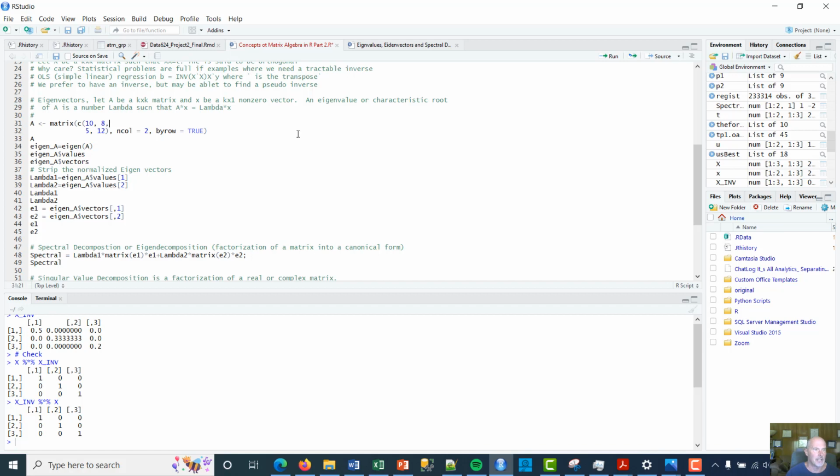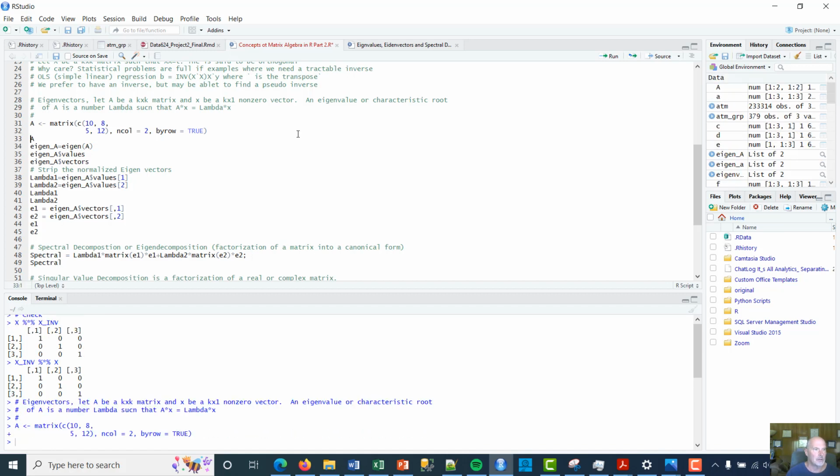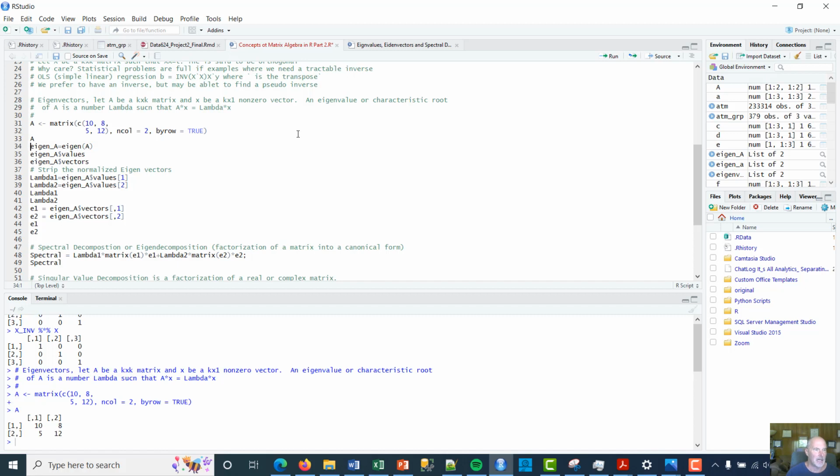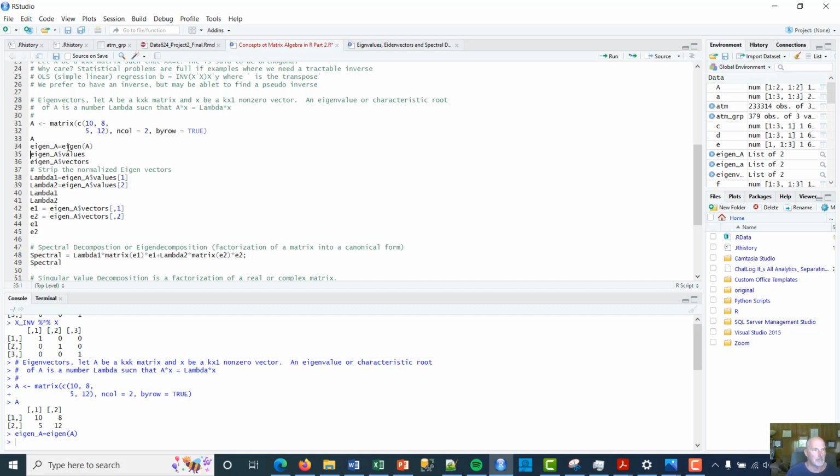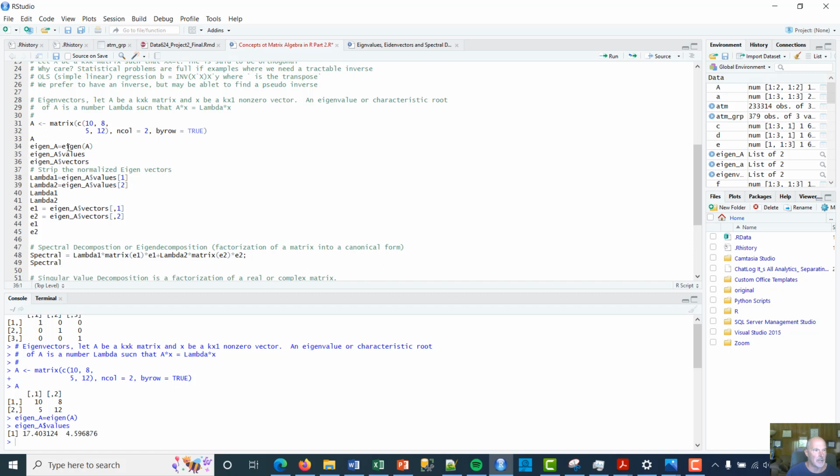So let's just do an example. I have a very simple matrix here, a 2 by 2. Let's look at that. We see what that looks like down here in the console. And then to calculate the eigenvalue, I just use this function eigen. That function provides both values and vectors. So this is the values, and then here are the vectors.